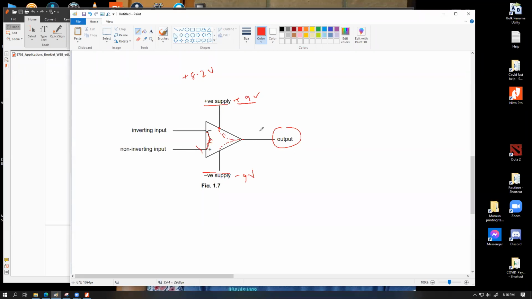But the property of an ideal op-amp is that there will be no resistance whatsoever, or the impedance of these connections, either from positive supply to the output or from the negative supply to the output, will be zero, which means whatever we have calculated, this exact value will be made available as the output. So no voltage drop from the supply to the output side. That's the meaning of the third point.